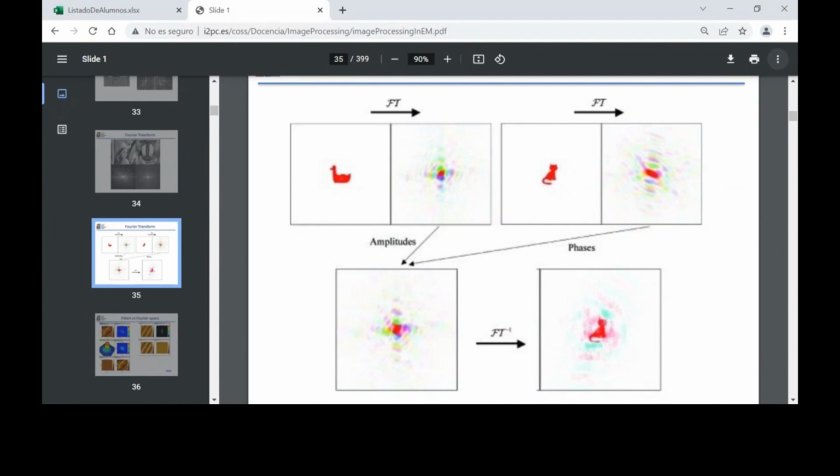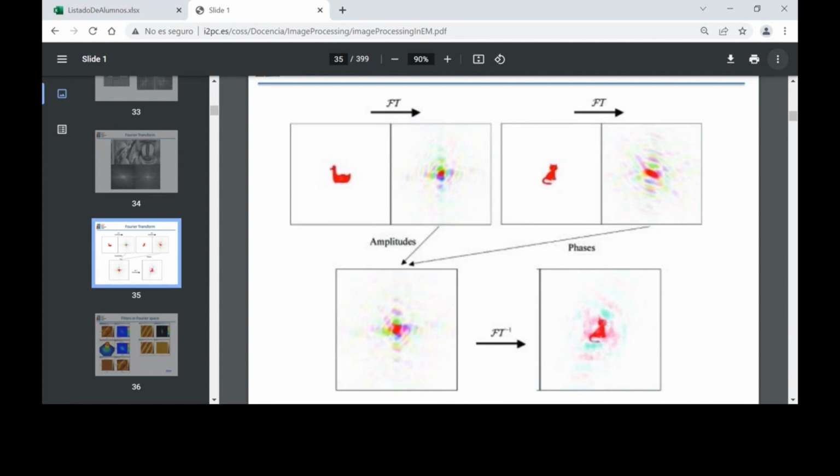Okay, so now you take the amplitudes from this image and the phases from that image. So the amplitudes are coming from the duck and the phases are coming from the cat. But now you have a new Fourier transform. Now you do the inverse Fourier transform. What you get is a cat. It is not a perfect cat, so there's some ringing around, but it is a cat mostly. So that means that most of the visual information is coming from here. It is coming from the phases.